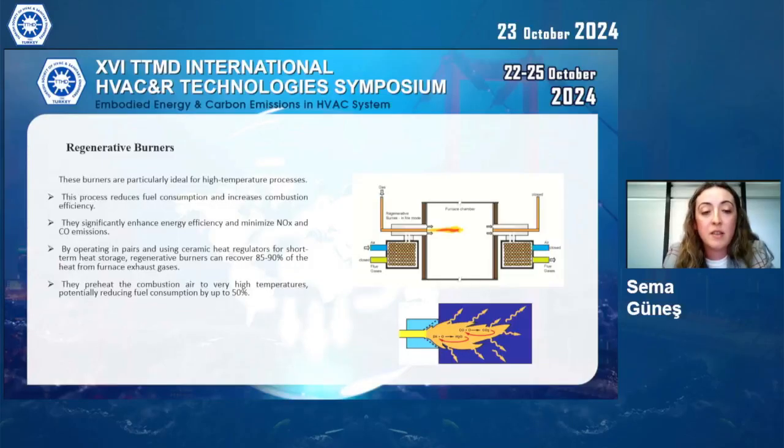Regenerative burners can recover 85 to 90% of the heat from furnace exhaust gas. They preheat the combustion air to very high temperatures, potentially reducing fuel consumption by up to 50%. It is used in the steel industry, melting and holding furnaces. This indirectly reduces the carbon footprint of the iron used in buildings and the pollutant emission resulting from its production.